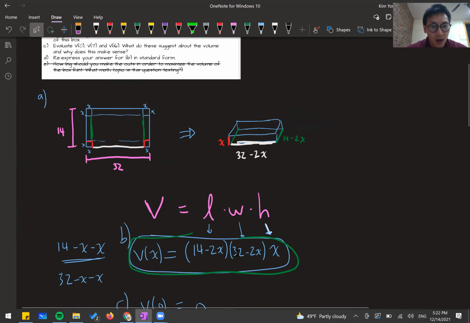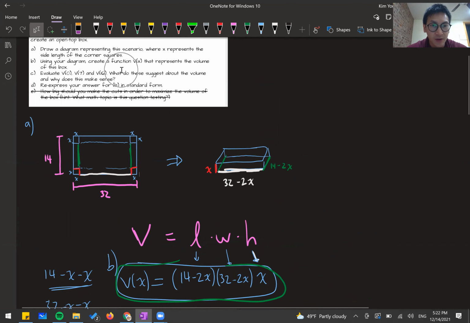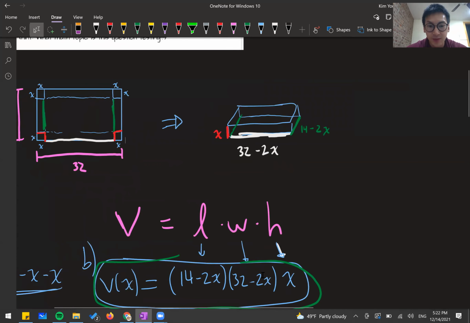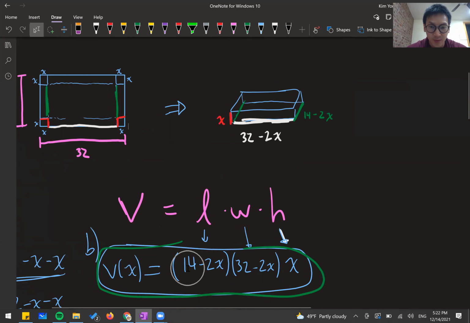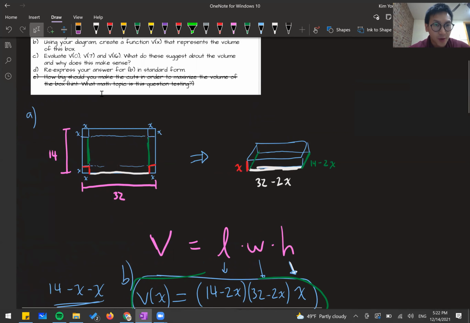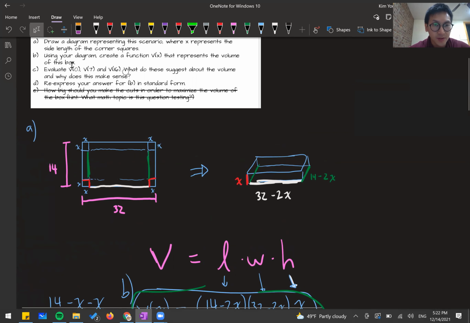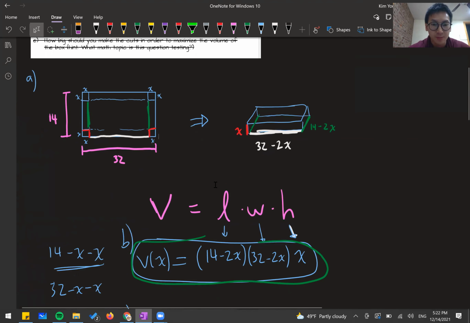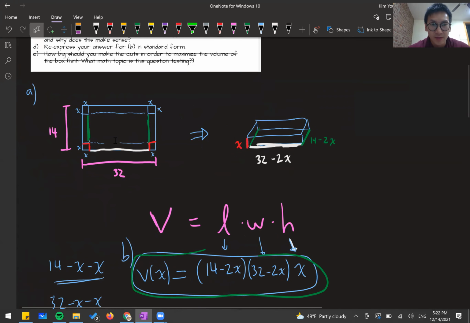Okay, so for part B, when it says use the diagram to create a function v of x that represents this, it's this. And it's convenient because this v of x is expressed in factored form, and you can find the roots in your own time. You can do that as an exercise. Then part C says to evaluate these numbers: v of 0, v of 7, v of 16. That's just simply plugging 0, 7, 16 into this volume function.